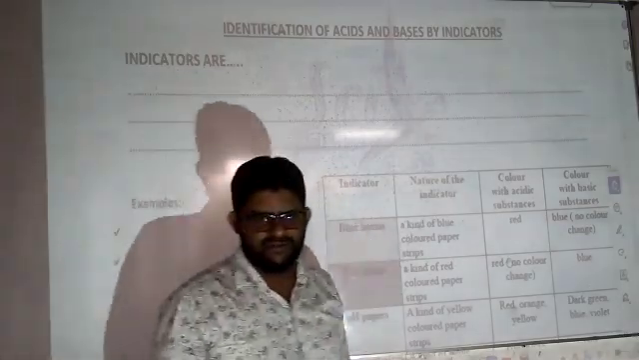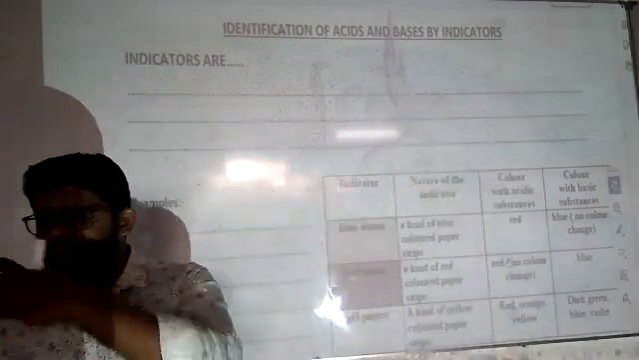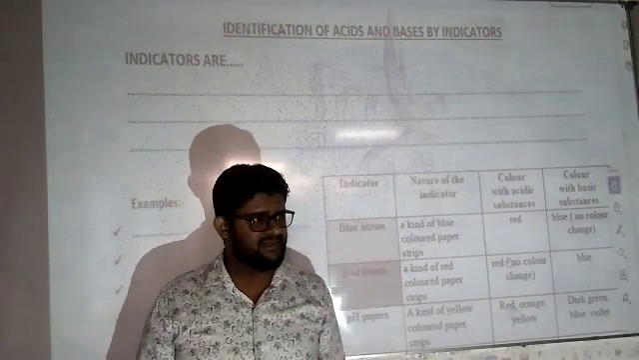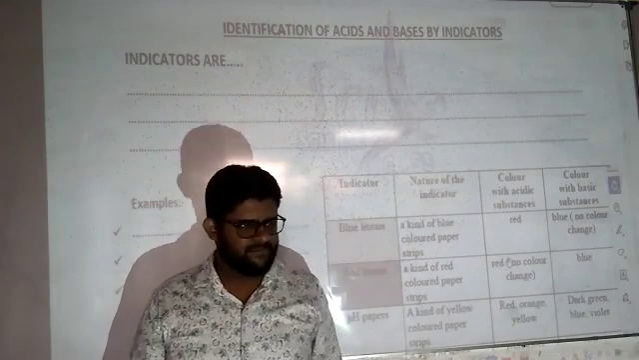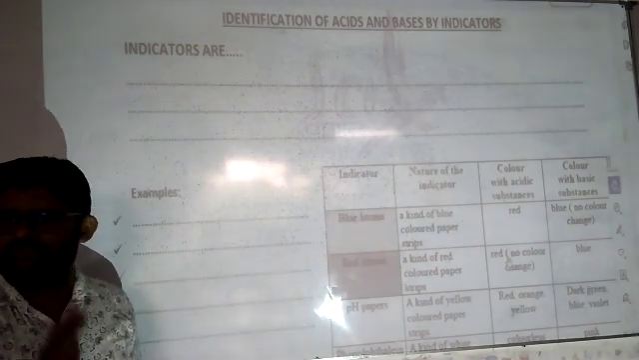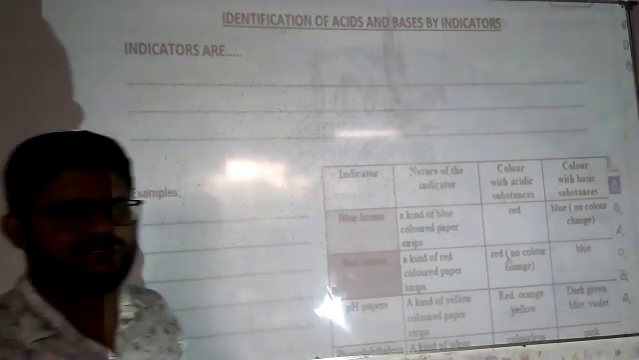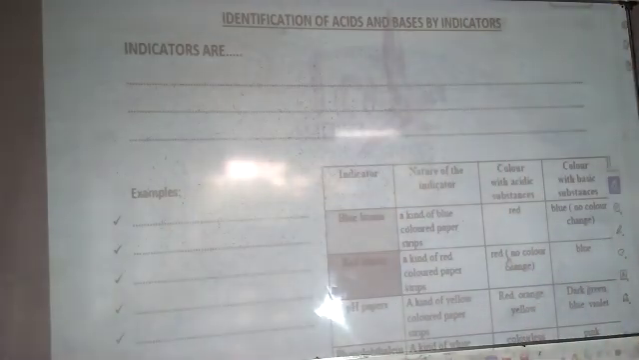Some are natural indicators. Some sort of flowers and plant materials we can use as natural indicators. Here we are going to speak about artificial, man-made indicators. Five indicators are there. How they give the color change, that is what we are going to speak. So let's write it first. The materials. Materials doesn't always mean a cloth, okay?